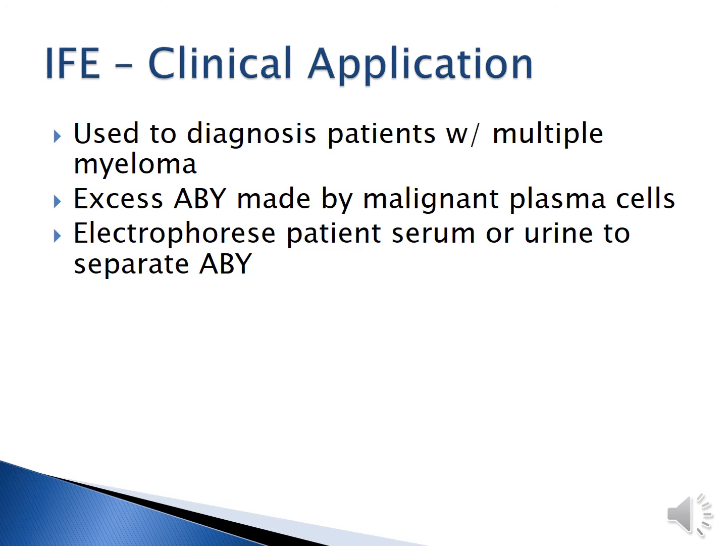We use the IFE method quite a lot, especially here at UAMS. We have a multiple myeloma center, so we're doing a whole bunch of IFEs in order to help diagnose patients with multiple myeloma. People with multiple myeloma have excess antibodies made by malignant plasma cells, and typically we can detect these excess antibodies either through the patient's serum or urine, and we can electrophorese these out to help separate these antibodies and detect what is going on, what is that excess antibody that they are producing, and kind of go from there.